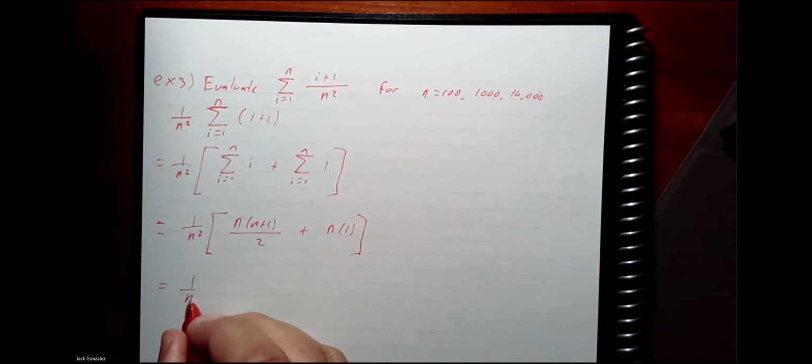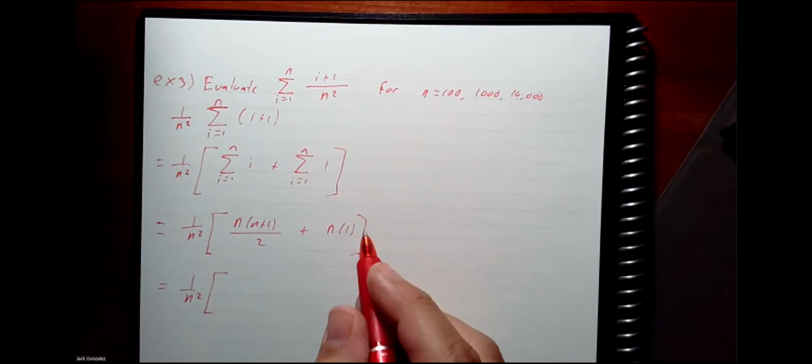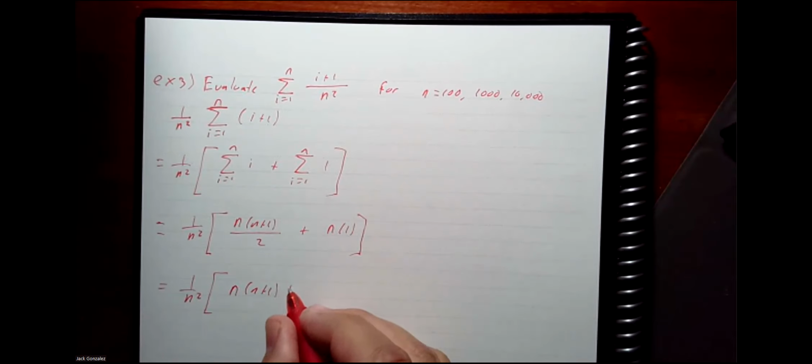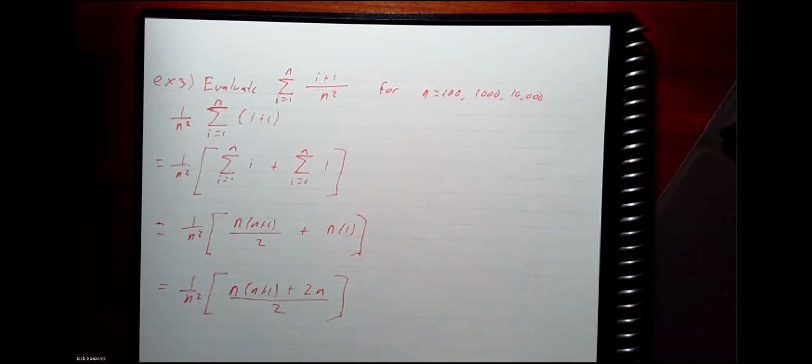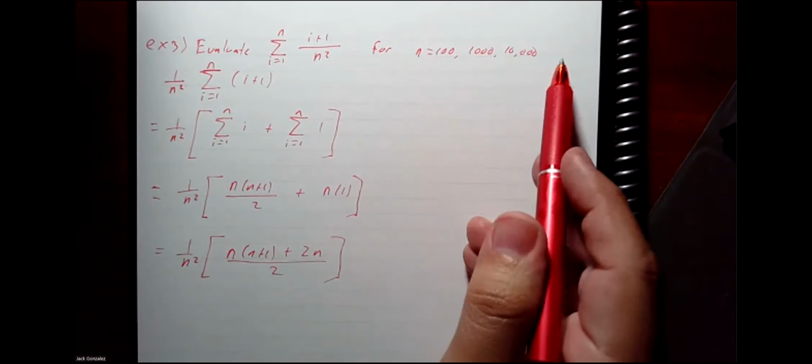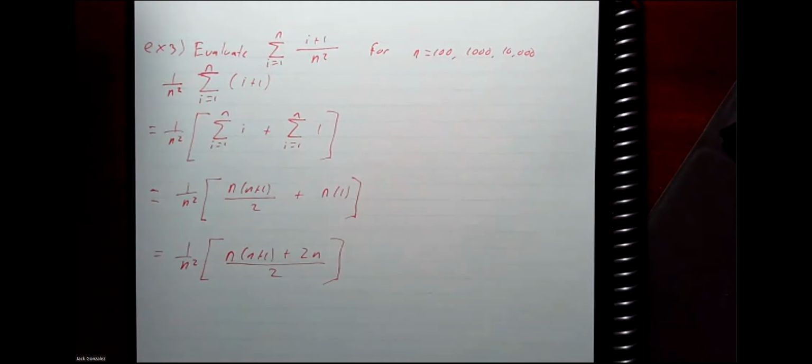Okay. So then add these together. This would be n times n plus 1 plus 2n over 2. So then just plug these numbers in and you'll be good. Because we use the formulas, we no longer have any sums. So we don't actually have to count all the way up until 10,000, right?